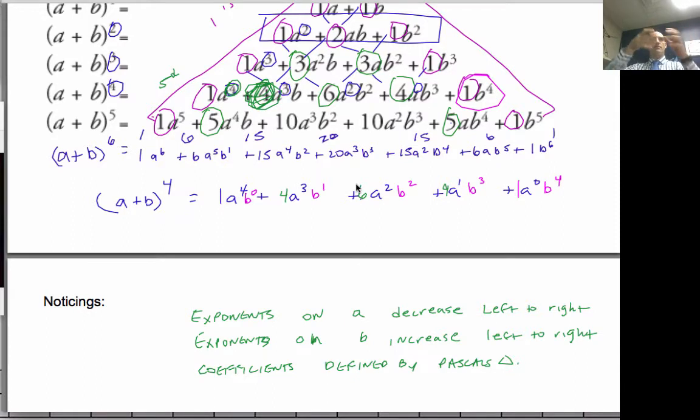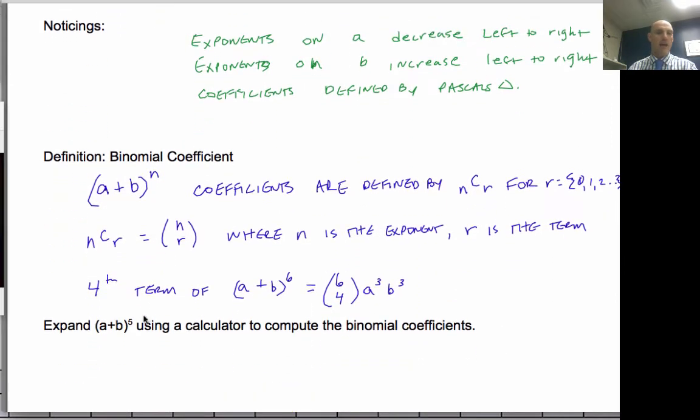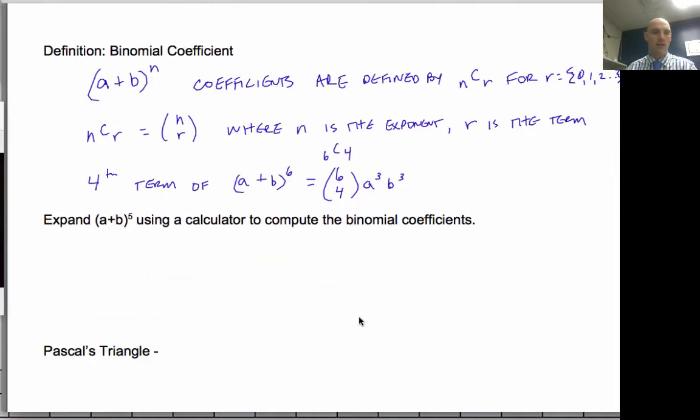A to the sixth, a to the fifth, a to the fourth, a to the third, second, first, 0. And then the b steps up: 1, 2, 3, 4, 5, 6. You could find any of these, guys. And so my fourth term of a plus b to the sixth should be 6 choose 4, so this is 6C4, a to the third, b to the third. Okay?